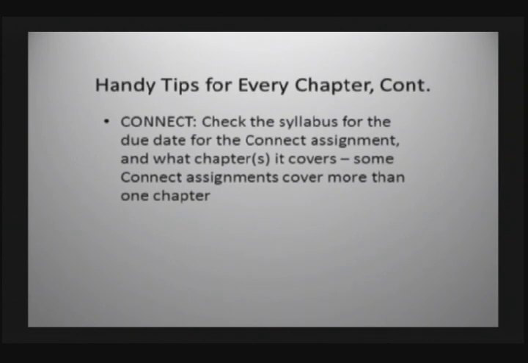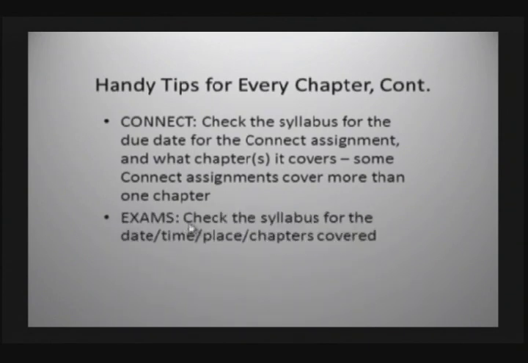There will be a Connect assignment that covers the material for every chapter. You should check the syllabus for the due date of the Connect assignments and what chapters it covers. Some Connect assignments cover more than 1 chapter, so check the syllabus for the due date of the Connect assignments and what chapters are covered on those Connect assignments.